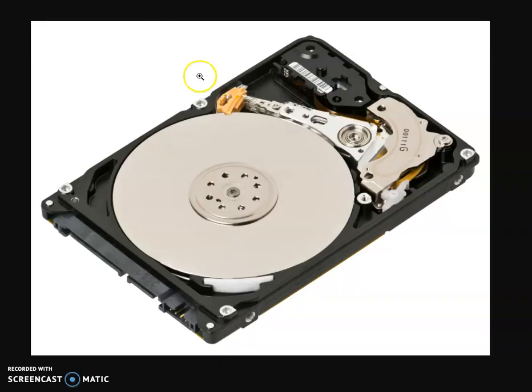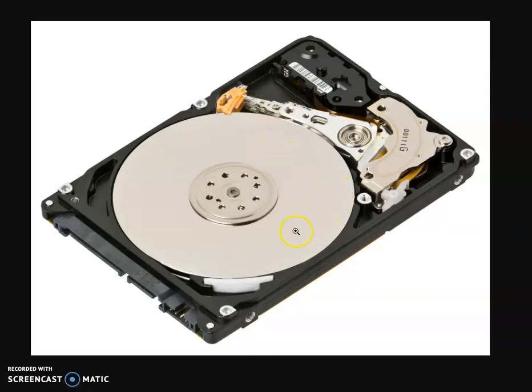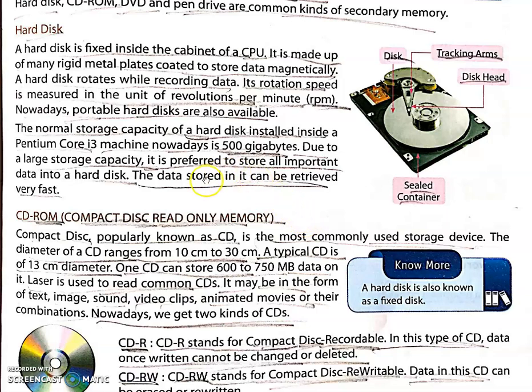So let me first show you a hard disk. See, this is how a hard disk looks. Let me also talk about the components of a hard disk. See, it has a disk, a tracking arm, a disk head, and a sealed container. These are the components of a hard disk. A hard disk is fixed inside the cabinet of a CPU. It is made up of many rigid metal plates coated to store data magnetically.